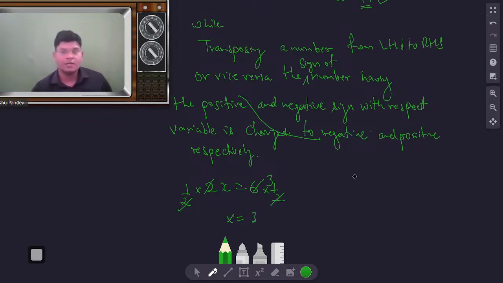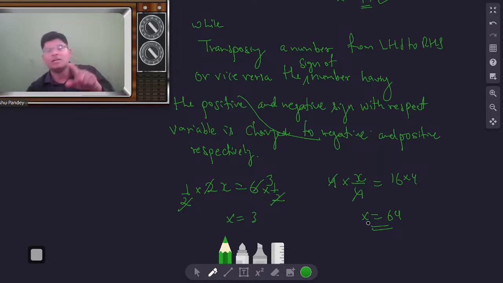Suppose I say that x divided by 4 will give us 16. So x by 4 means I have to multiply this by 4 to cancel this 4, and the same thing I have to do here as well. So x is going to be 64. So while transposing a number from LHS to RHS or vice versa, the sign of the number having the multiplication and the division sign with respect to the variable is changed to division and multiplication. Understood? Same sentence, only in case of positive and negative we are going to write multiplication and division.